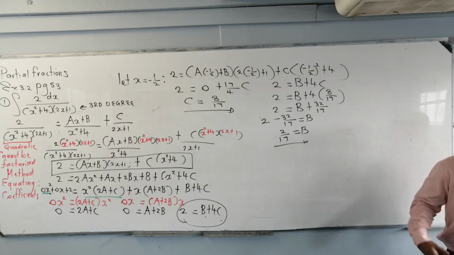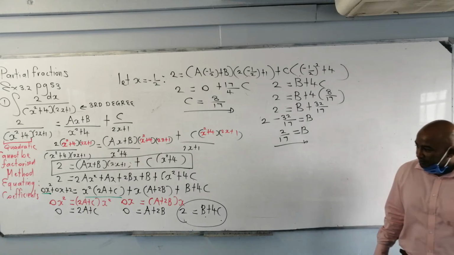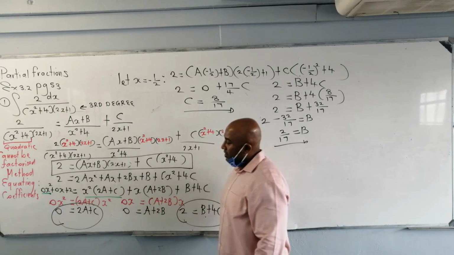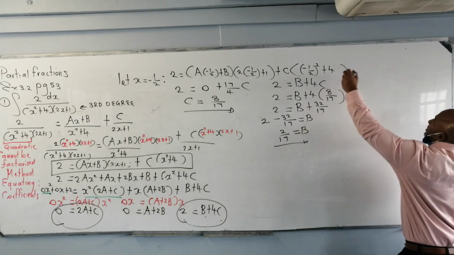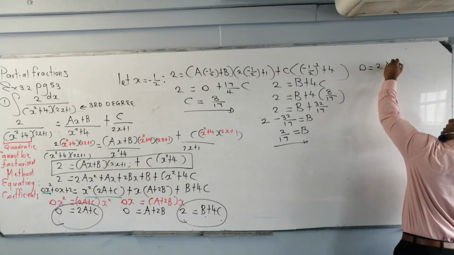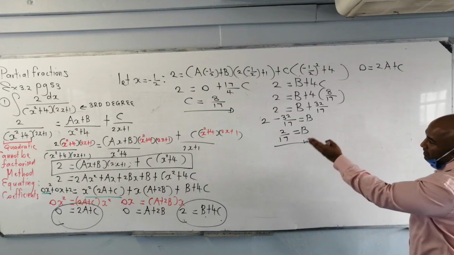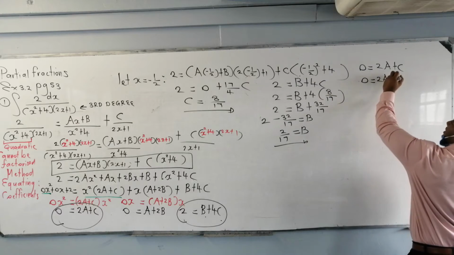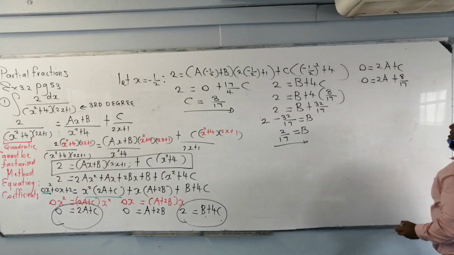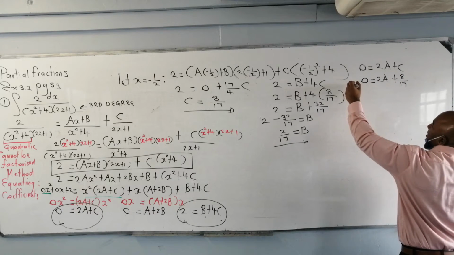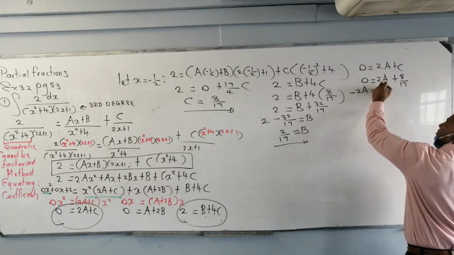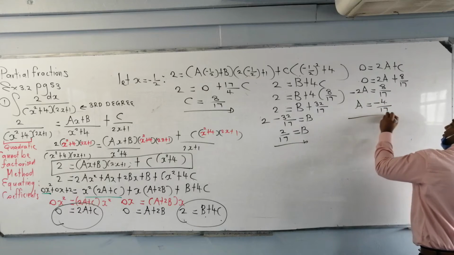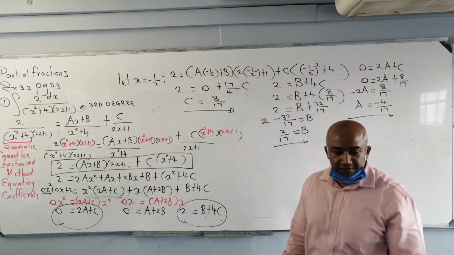So I've got C, I've got B, only A left now. So let's go to this equation here: 0 is equal to 2A plus C, since we already know C. So if I go 0 is equal to 2A, what was my C? 8 over 17. So if I take 2A to the left, minus 2A is equal to 8 over 17. So A is going to equal minus 4 over 17. You can divide by 2.